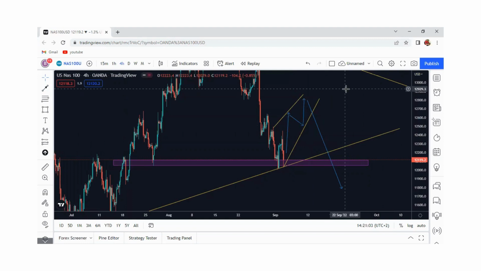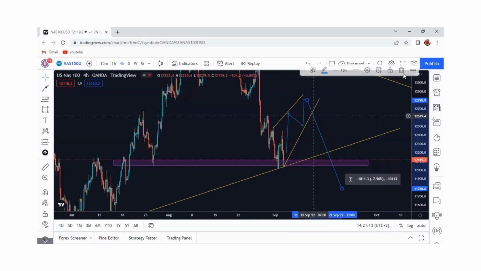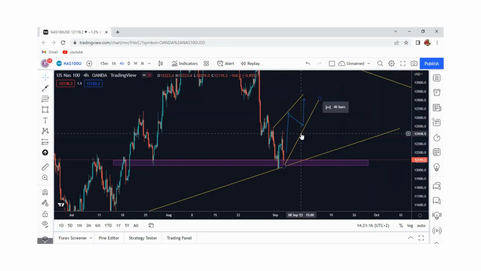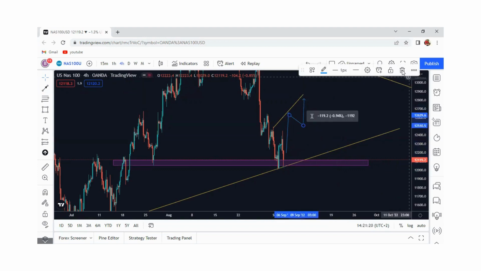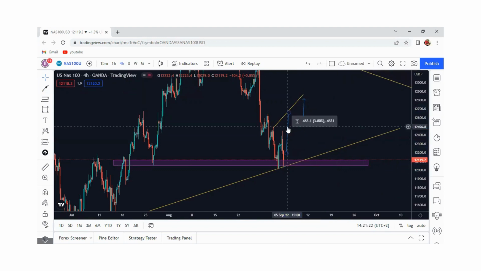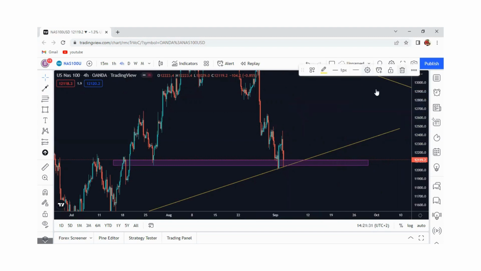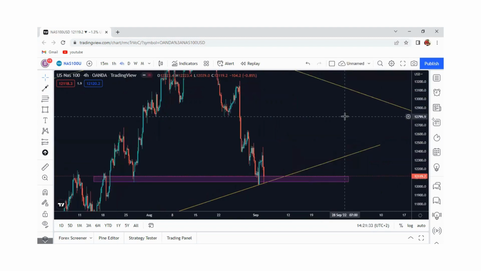I'll be getting a risk entry if it moves like this. Then my second entry definitely will be here after it broke the price, came for a retest. So these are the scenarios that I have for Nasdaq 100, but I'm looking for a sell opportunity until it breaks this zone here. Let me just show you.